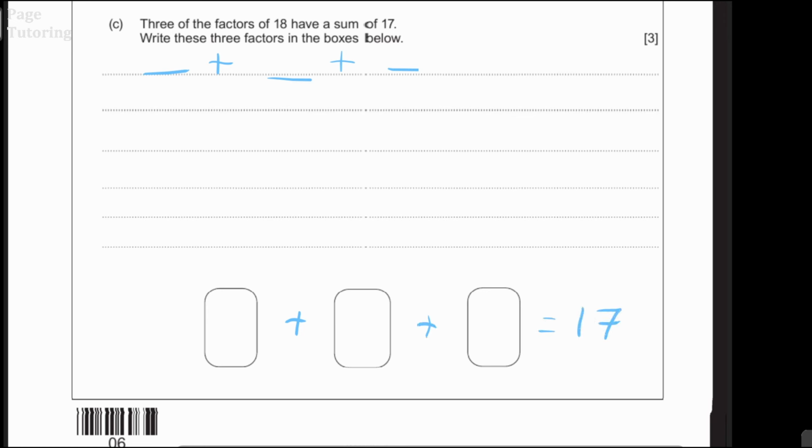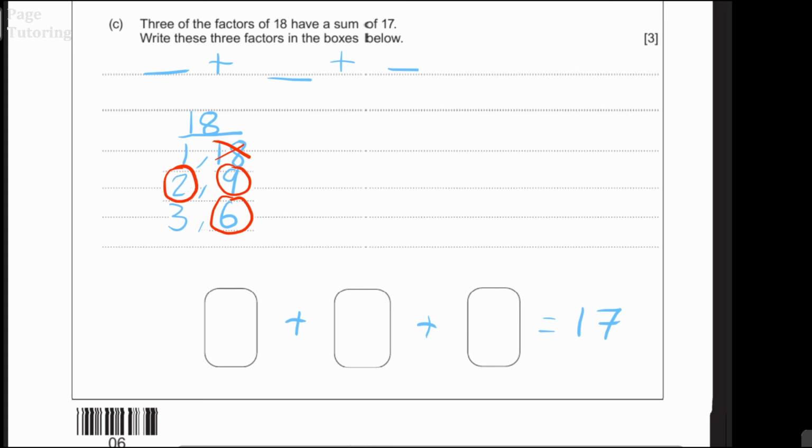Write these factors below. We'll start. What are the factors of 18? You've got 1 and 18, 2, 9, 3 and 6. Okay, so we've got all 6 of our factors. Now we want them to add to 17. Well, 18 of course is way too big, so we can cross that out straight away. So we could have 6, 9 and 2.